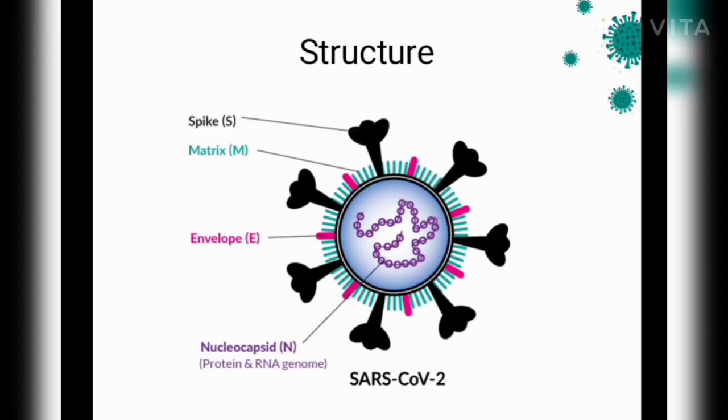This genetic material is surrounded by an envelope. This envelope helps to assemble the new virus once the replication is over. On the surface of the envelope are the spike proteins. They allow the virus to penetrate into the host cell.